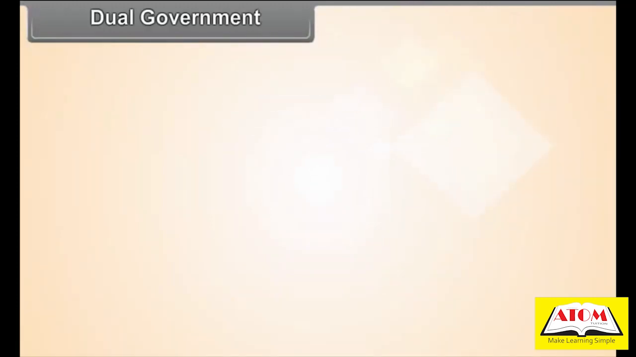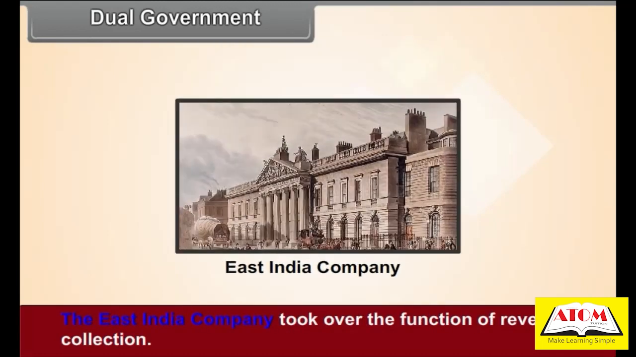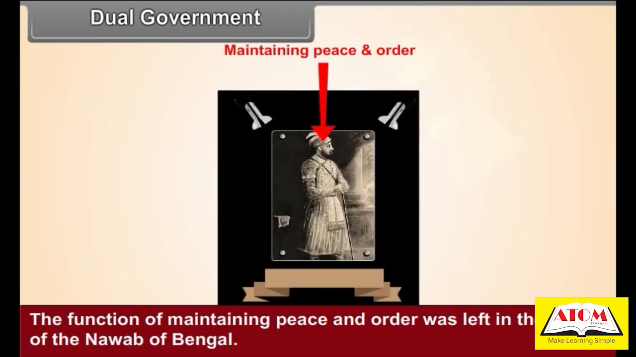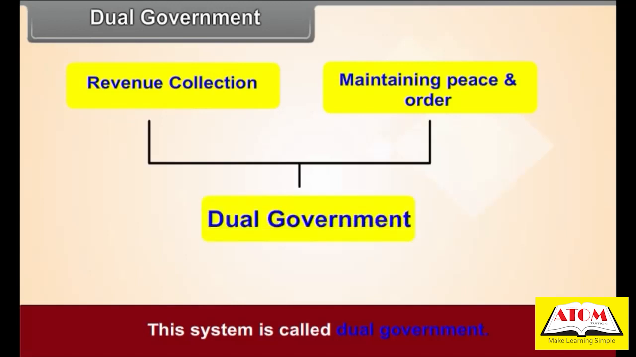Dual government. In 1765, Robert Clive introduced the system of dual government in Bengal. The East India Company took over the function of revenue collection. The function of maintaining peace and order was left in the hands of the Nawab of Bengal. This system is called dual government.